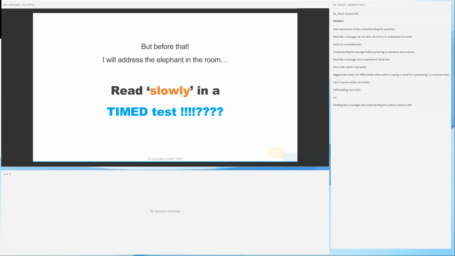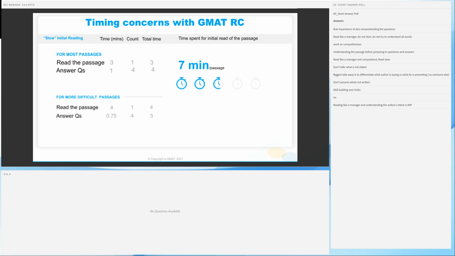Okay. Now, how many of you are wondering why the hell should I read slowly? It's a time test. And the thing is, reading fast doesn't work. It doesn't even save you time. Let me be very clear. Here is what happens when you read fast. And this is exam environment, and those of you retakers have already experienced this.